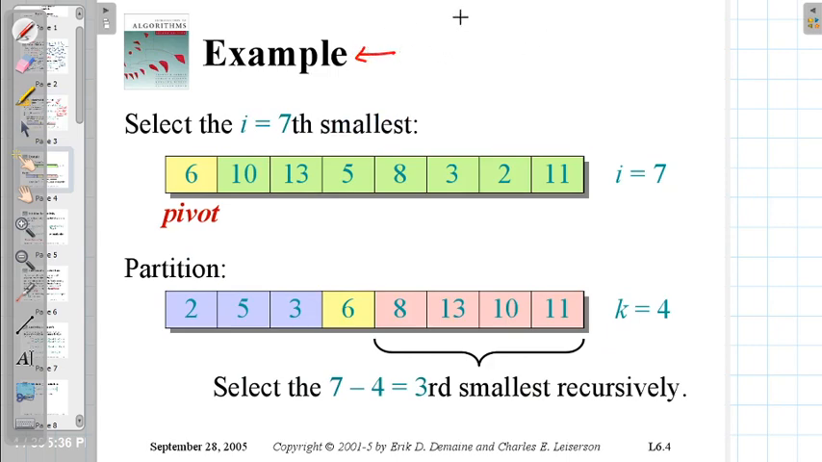Again, as we are starting with this lecture, we are using Erik Demaine and Professor Leiserson's lecture, as I told you earlier. This is from MIT OpenCourseWare, a 2005 course, and it is one of the best courses I have seen on algorithms. Especially the lecture slides they have made are excellent. We are trying to take the help of that for a few lectures, like this one as well. So we have to select the i equal to seventh smallest element here.